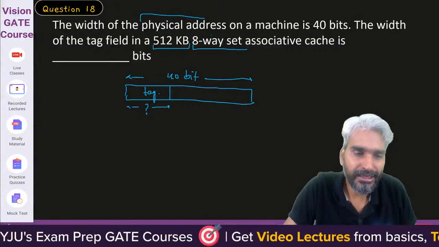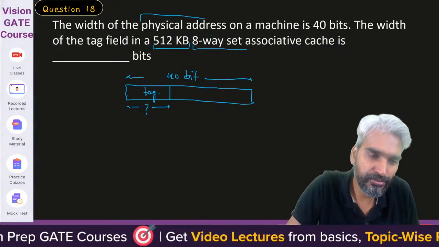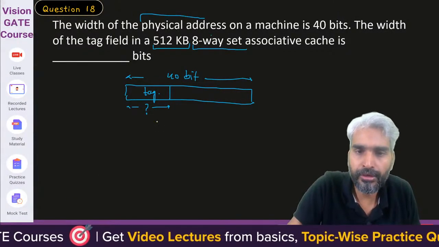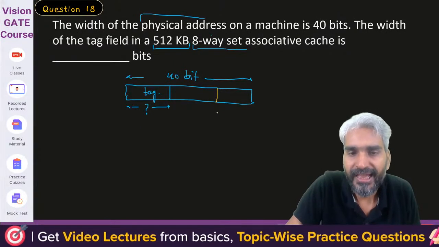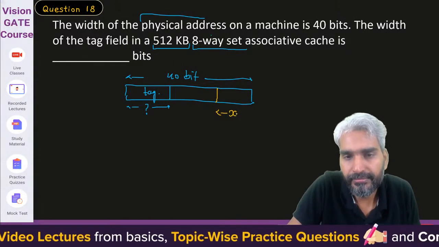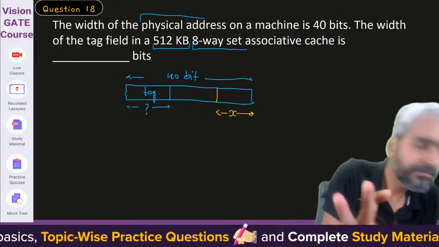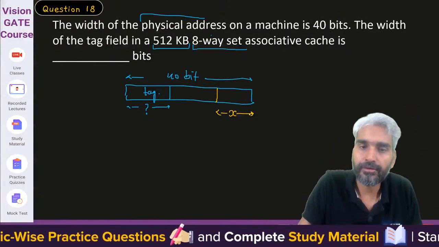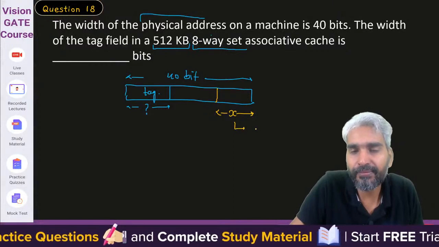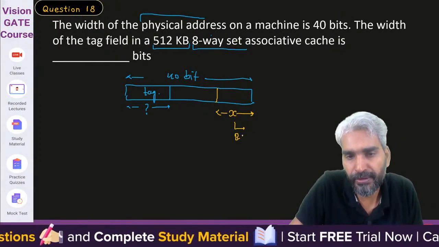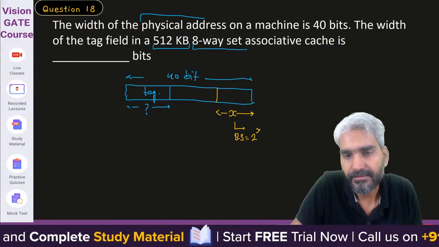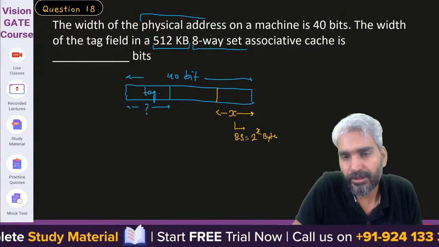Block size is not given. So let's assume that to represent a block, X bits are required. So if X bits are required, then the block size is equal to 2 raised to the power X. Block size will be 2 raised to the power X bytes.